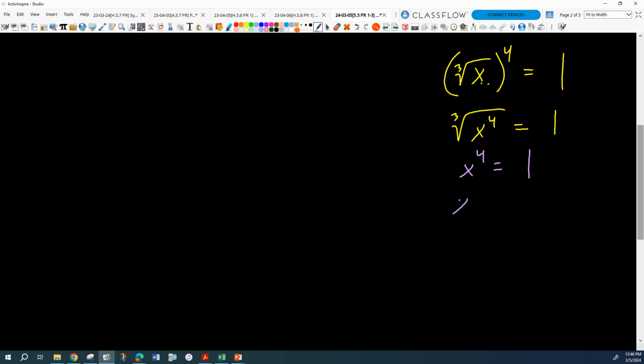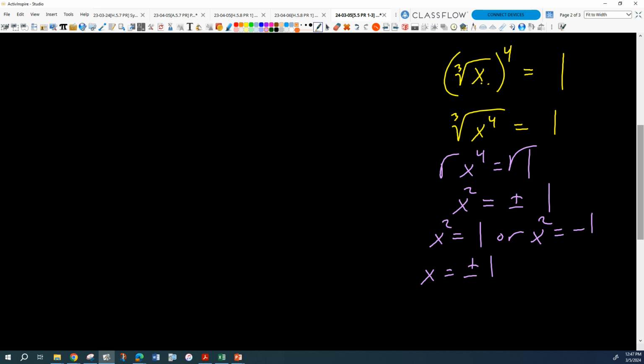We could say x squared equals plus or minus the square root of 1, right? If I just square root both sides, I get x squared equals plus or minus 1. I could try both of those. If x squared equals 1, that's going to give me the solutions x equals plus or minus 1, right?